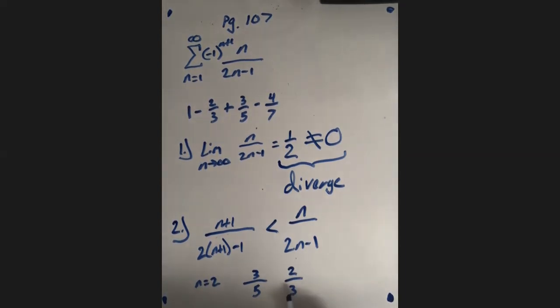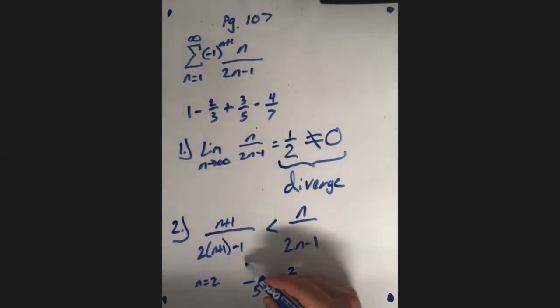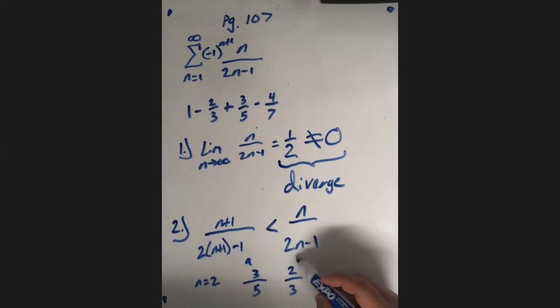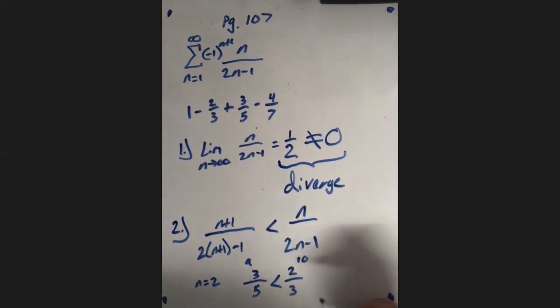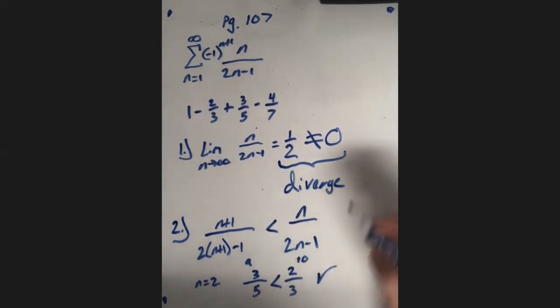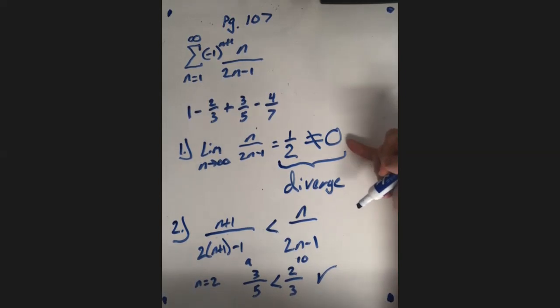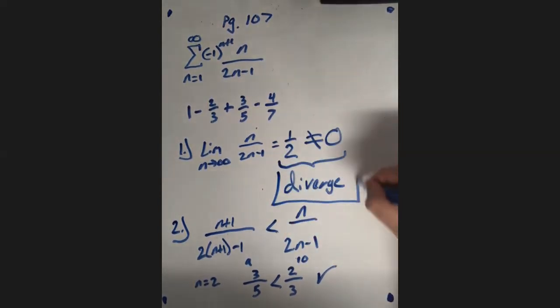I'm going to do my nice little cross multiplication trick. That's going to give me a 9 when I multiply over there. That's going to give me a 10. Is this true? Is 9 smaller than 10? Yeah, so is 3/5 smaller than 2/3? Yeah, that did happen. But because this did not happen, my series is divergent. I need them both to happen for it to be convergent, okay?